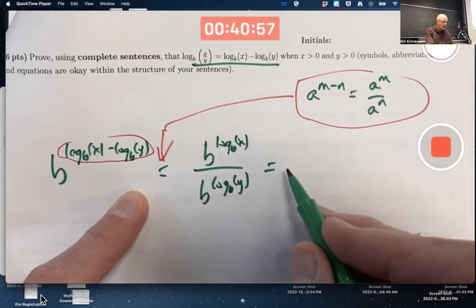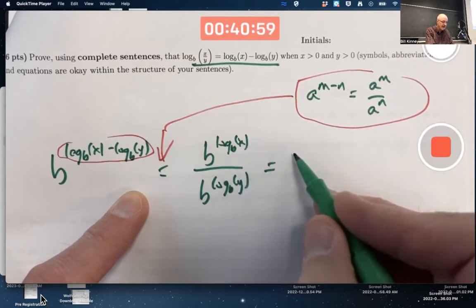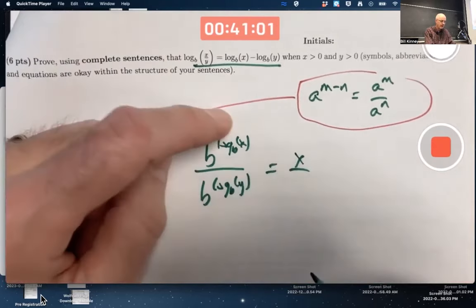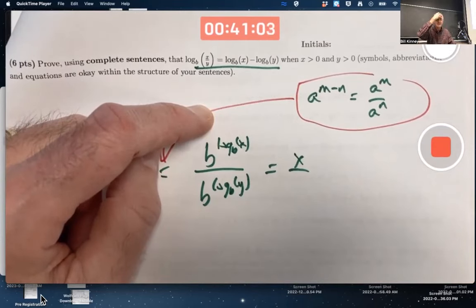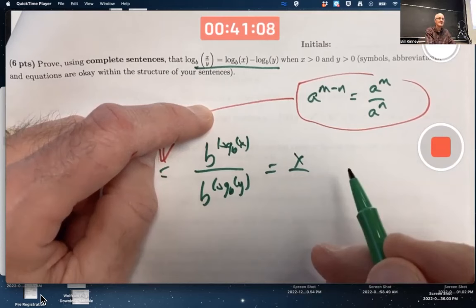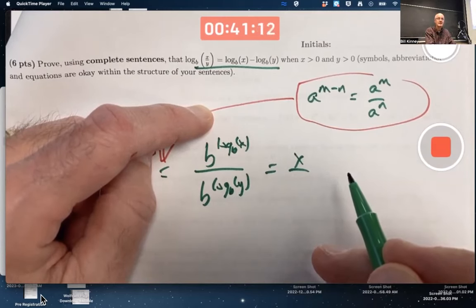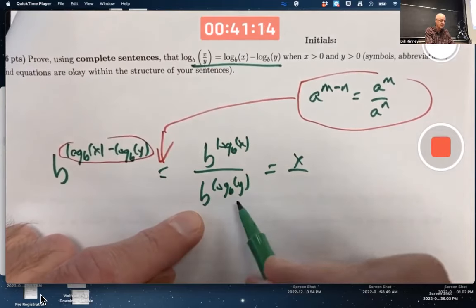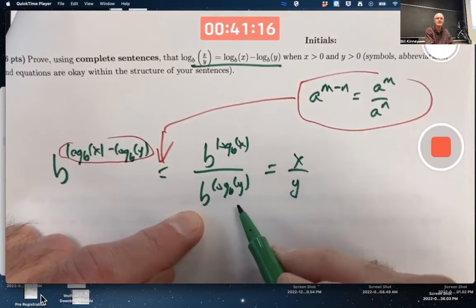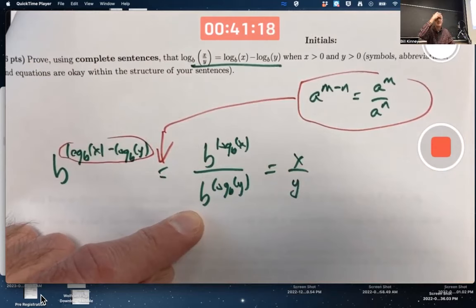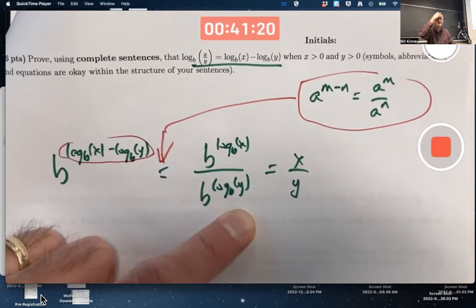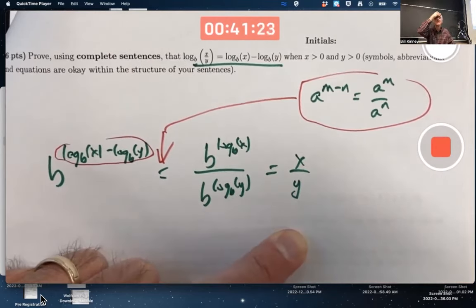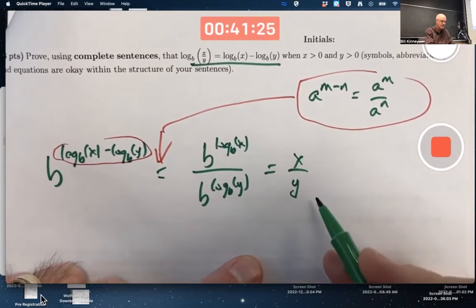Now use the definition of logarithms. B to the log base b of x is just x, right? Because log base b of x is the power I've got to raise b to get x. So if I raise b to that power, I've got to get x. It's like a self-fulfilling prophecy. Seriously. B to the log base b of y is y, because log base b of y is the number I've got to raise b to get y. So if I raise b to that power, I've got to get y. Done.